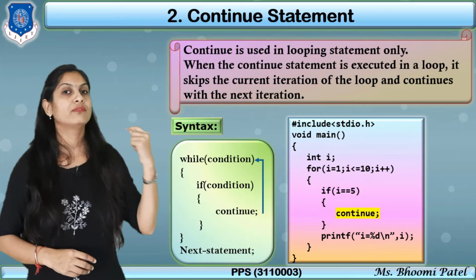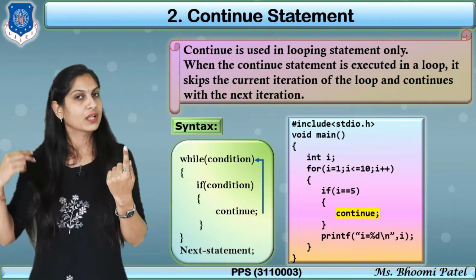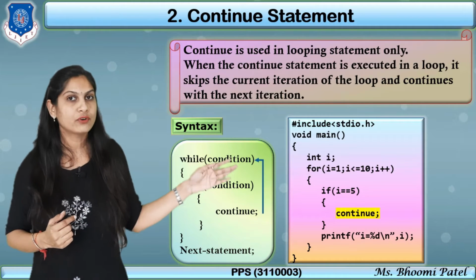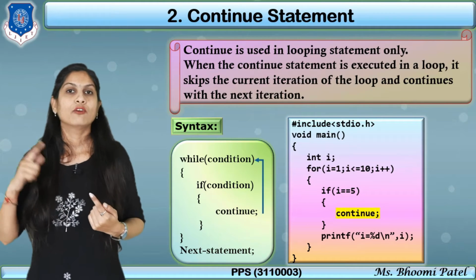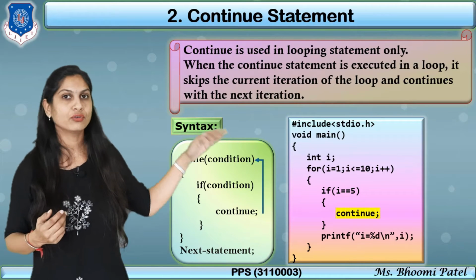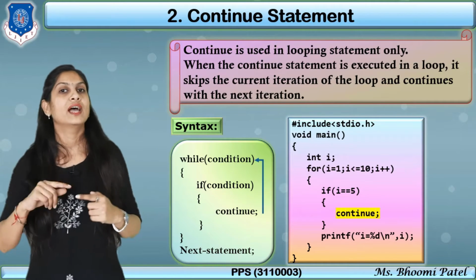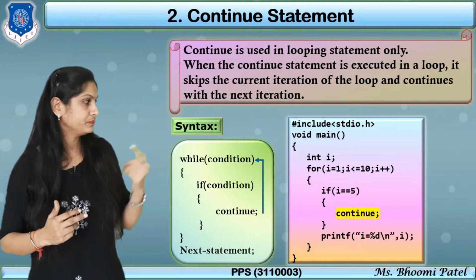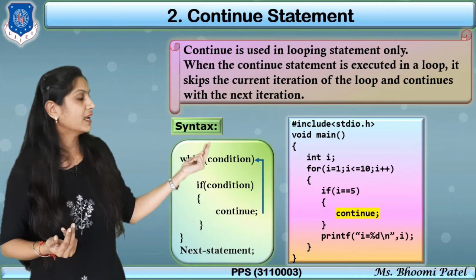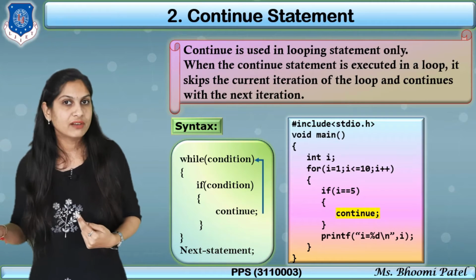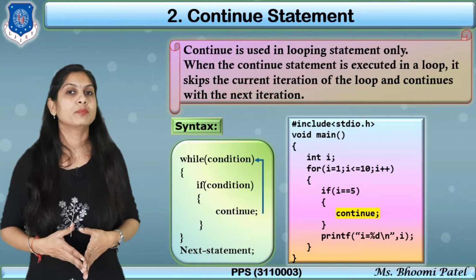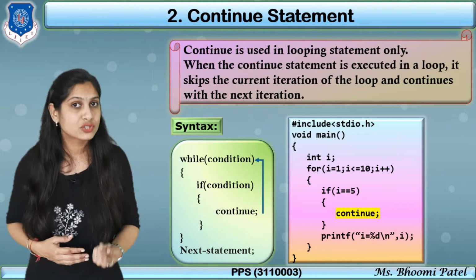Let's understand. First I is 1, the condition is true because 1 is less than 10. So go inside this for loop and check the condition: 1 equals 5? No. So continue will not be executed, and we move to the printf and print I equals 1. Now I becomes 2, and 2 is less than 10. Again check the condition: 2 equals 5? It is again false. So skip that part and move to the printf, that is I equals 2.